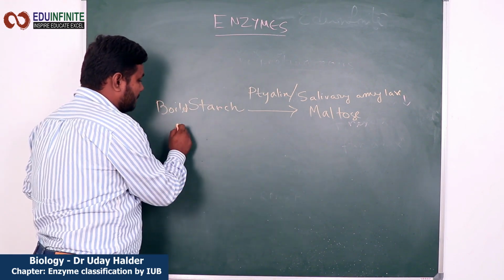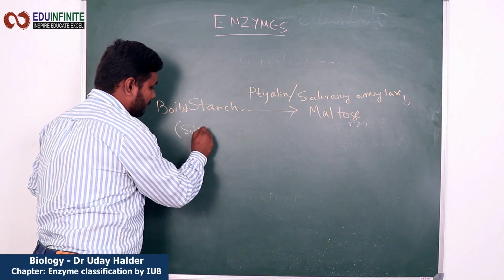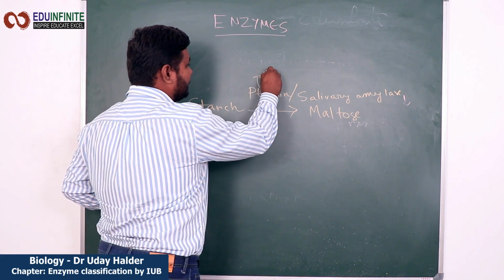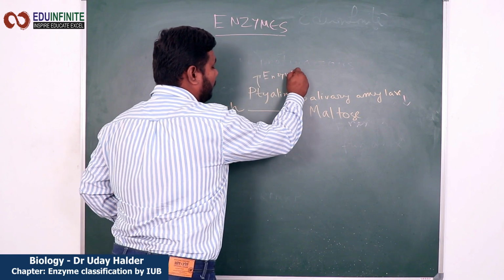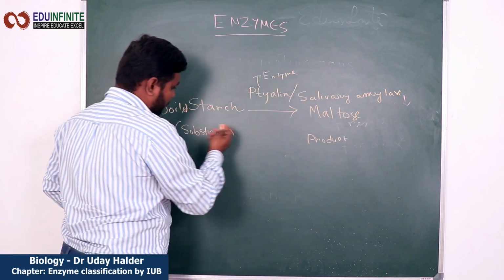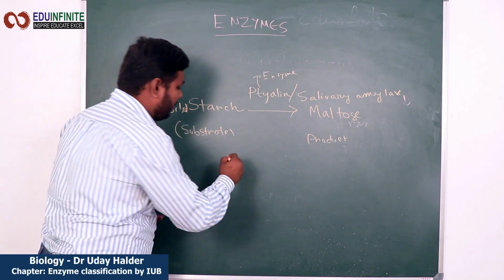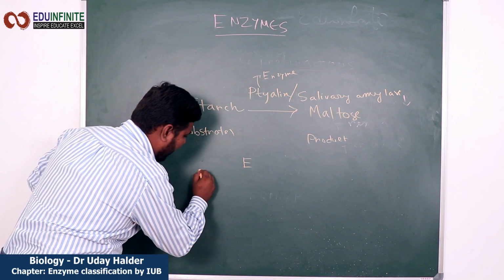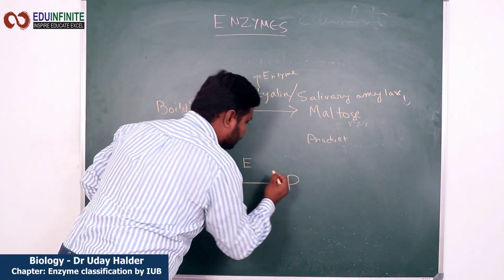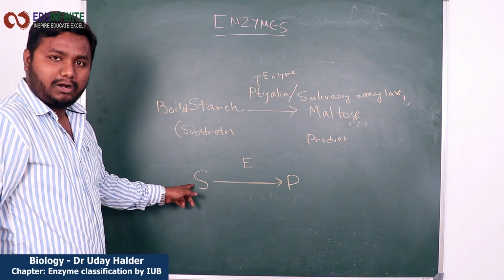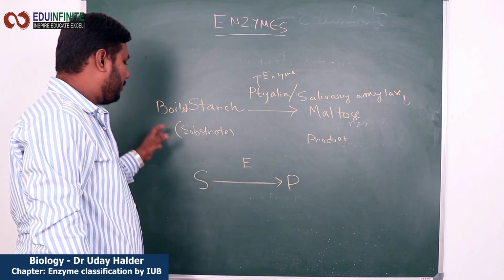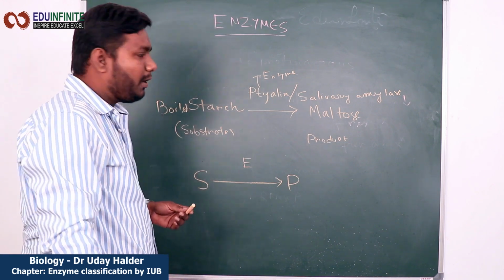So here boiled starch is the substrate. This is the substrate. Ptyalin, this is the enzyme, and maltose is the product. So substrate means basically reactive. So an enzyme acts on a substrate and converts it into a product. Yes, enzyme acting on a substrate and converting it into a product. That is the thing about substrate and product. Very simple thing, I hope you understand easily.